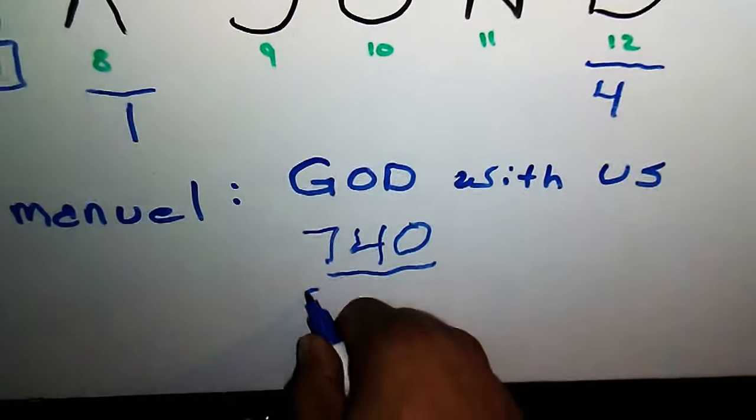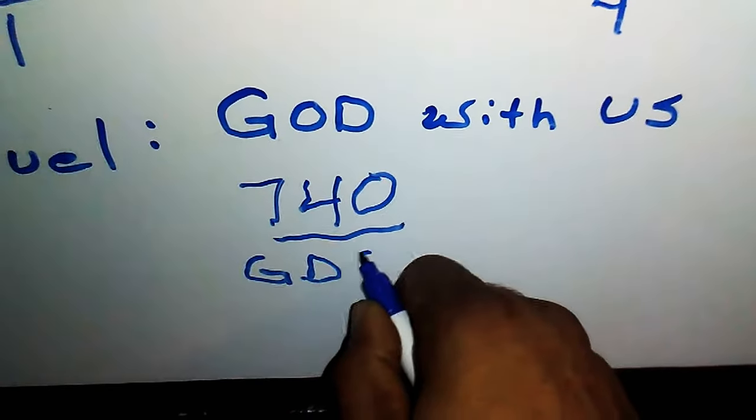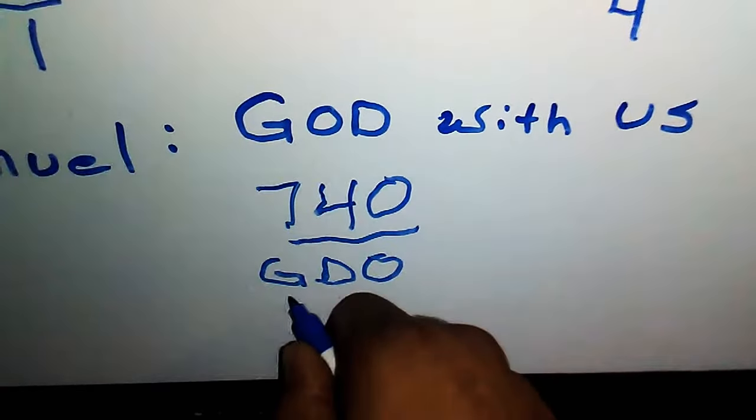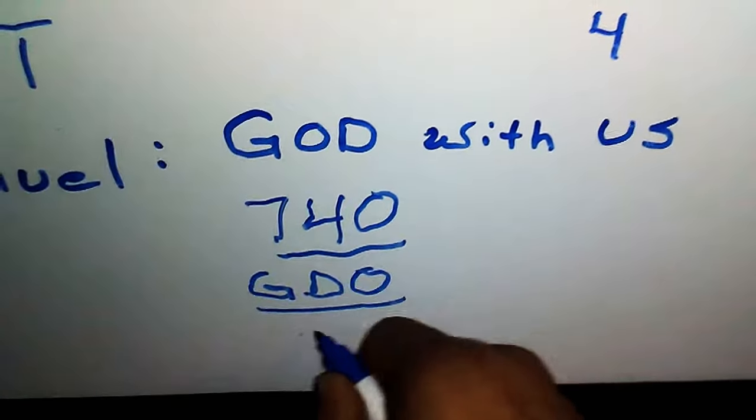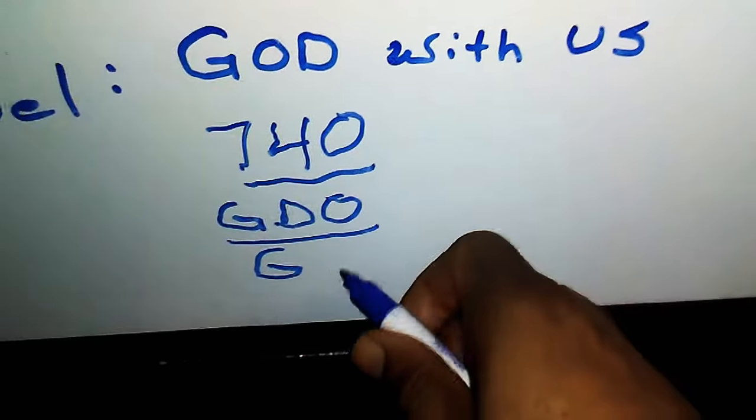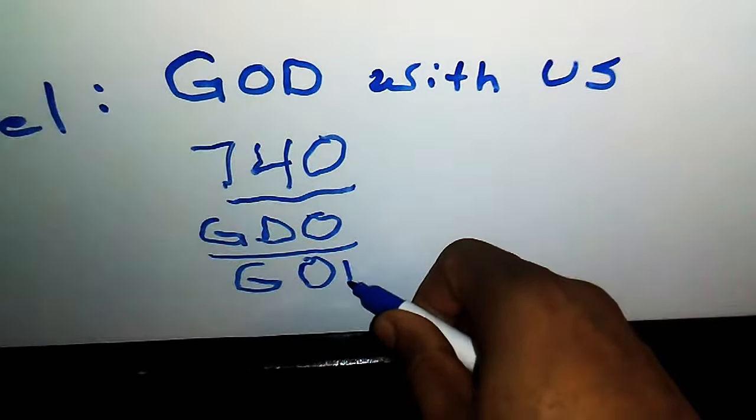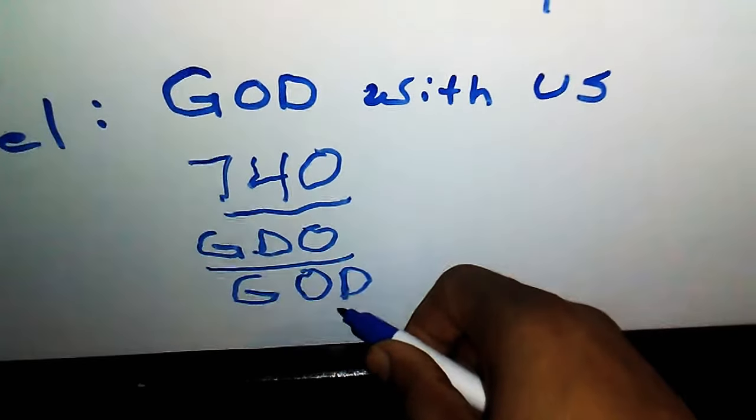Which I'm coding to G, D, and O, which I'm coding to God. I don't know, y'all have to bear with me. It's kind of hard writing this itty bitty marker when we're making it do what it do.